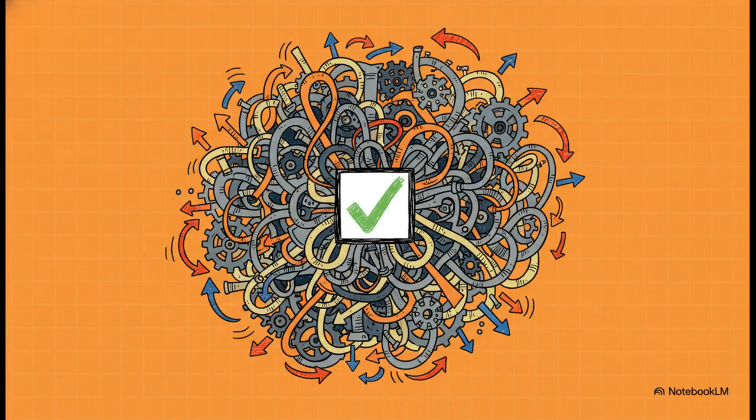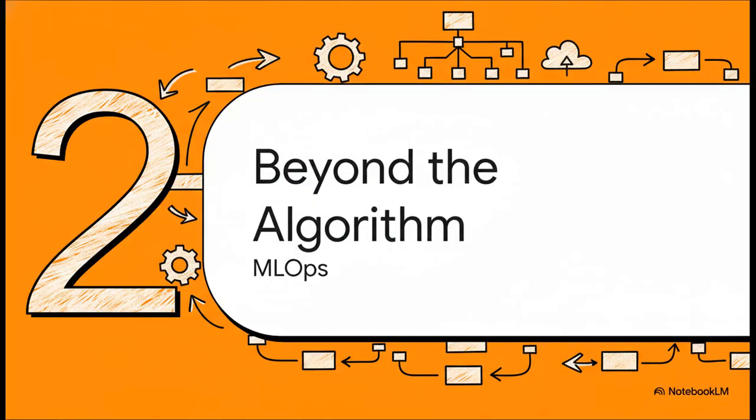And here's the real kicker. In a professional setting, in the real world, that small box, the algorithm itself, is often the easiest, least problematic part of the entire project. The real, hair-pulling challenge is making it play nice with everything else. So, if the algorithm isn't the main event, then what is? Well, that brings us to the star of today's explainer, MLOps.